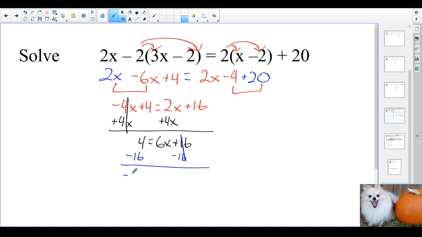4 minus 16 is negative 12. Bring down the 6x. Then we divide both sides by 6. Ooh, look at that burnt orange. Hook 'em horns. Negative 12 divided by 6. Indeed, just like band submission said, my favorite former student whose name I don't know because band submission is not a student's name. X is negative 2.